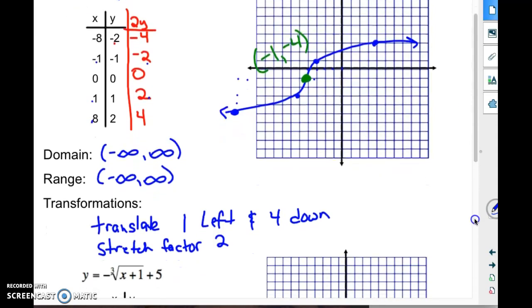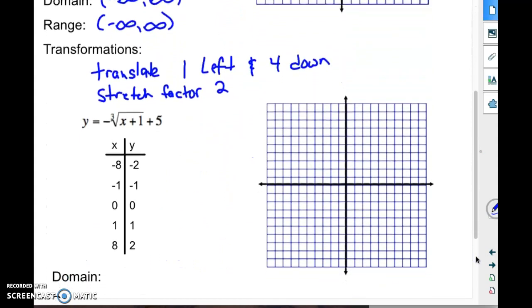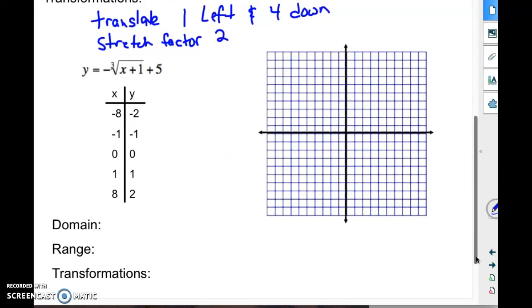The problem down below is very similar to what we just had, only now our vertical stretch or compression out front is going to be a negative, so we know we're going to have a reflection. So I'm going to make a new column be negative y. So -2 times negative would be positive 2, positive 1, 0, -1, -2. So x stays the same, y changes.